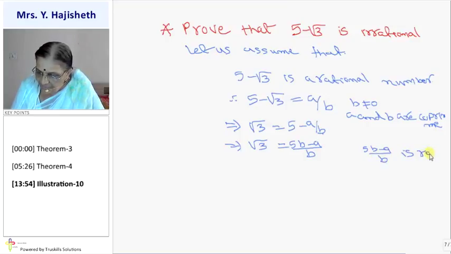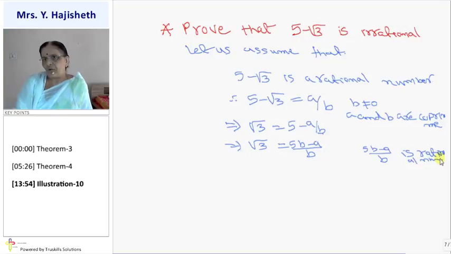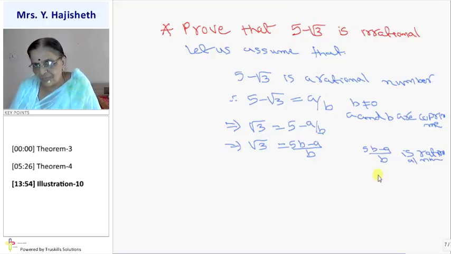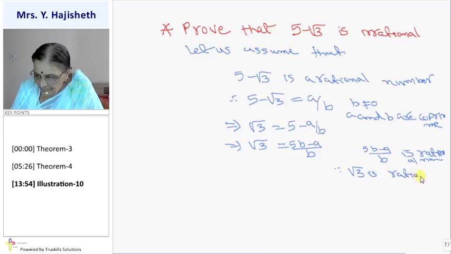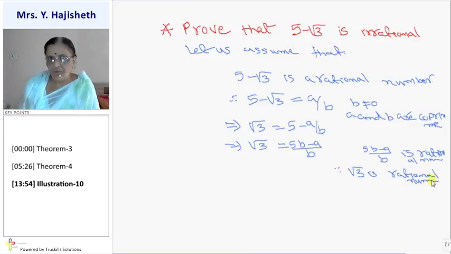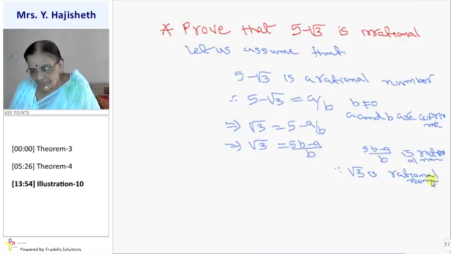is a rational number. What is definition of rational number? It is of the form ratio of two integers but denominator is not 0. Clear? So it is ratio of two integers, denominator is not 0. So it is a rational number. Right? Therefore, my root 3 is also a rational number. Clear? Because root 3 is 5b minus a upon b. So, अगर 5b minus a upon b rational है, तो root 3 is also rational.